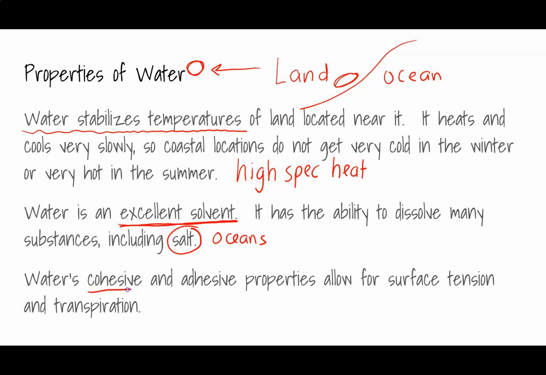And then, of course, cohesion or cohesive forces is a water to a water. Adhesion is a water to something else. And we'll see what that something else is in a little bit. And that is going to lead to surface tension.